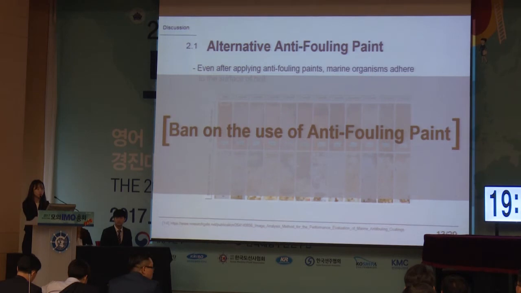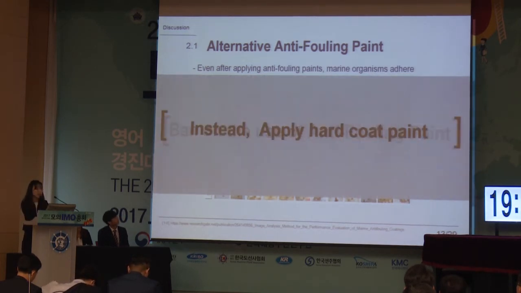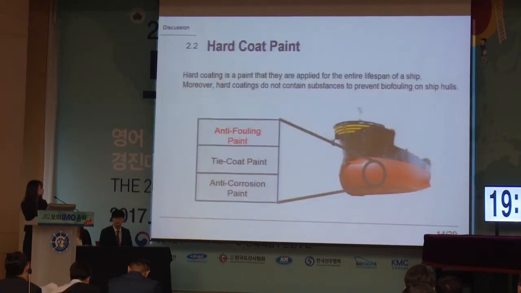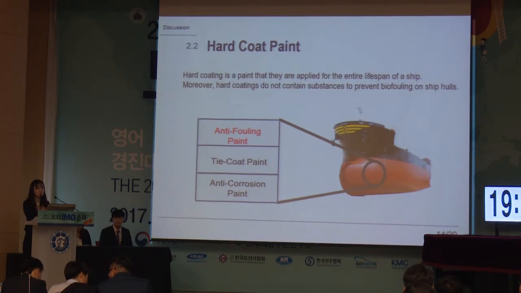So we propose to prohibit the use of antifouling paints and to encourage the use of hard coat paint instead. Usually, anti-corrosion paints, antifouling paints, and tie coat paints are applied as a combined set on the hull surface. In other words, our proposal is to apply hard coat paint over the TC paint instead of AF paint.